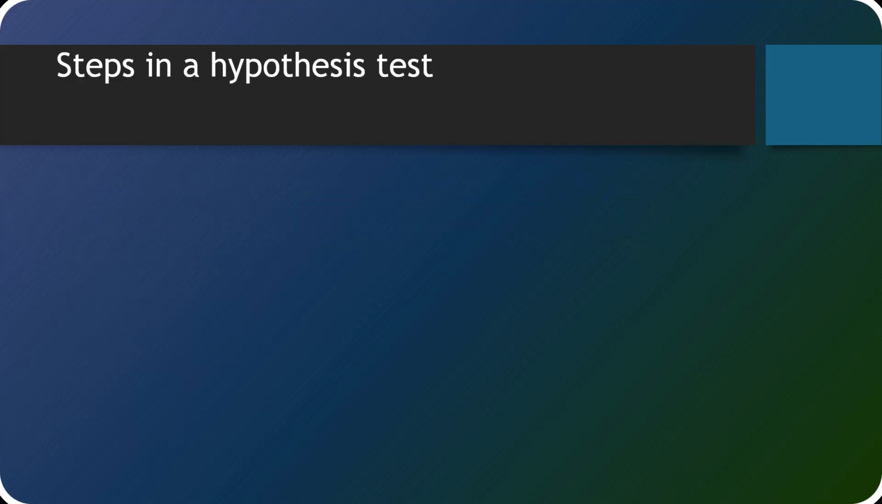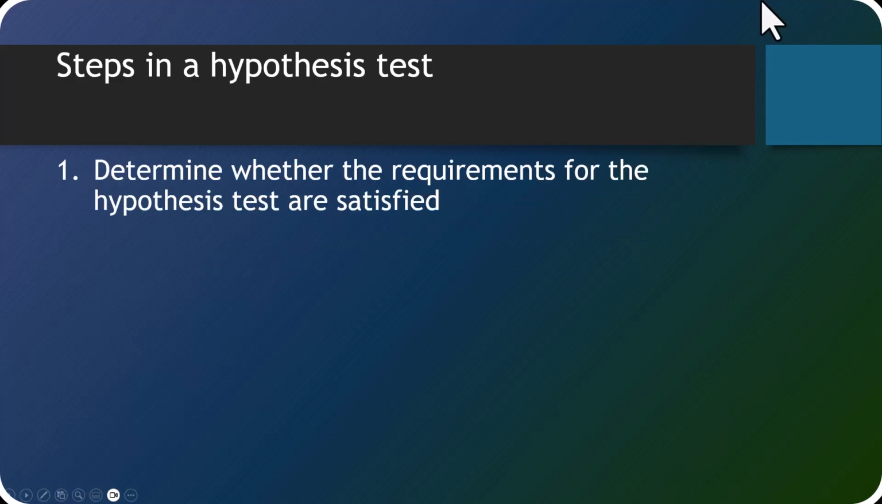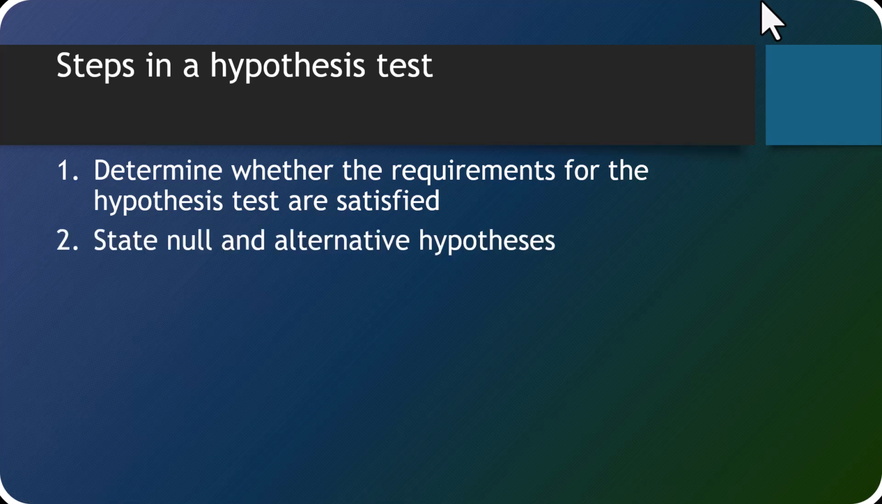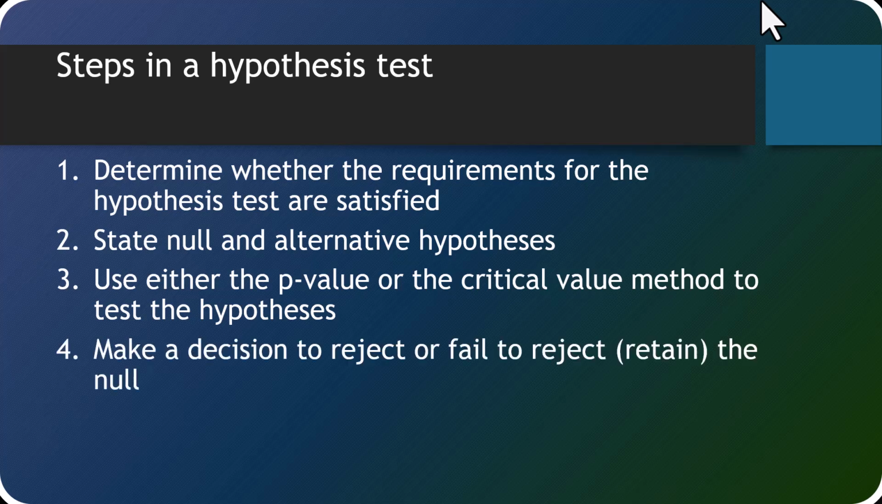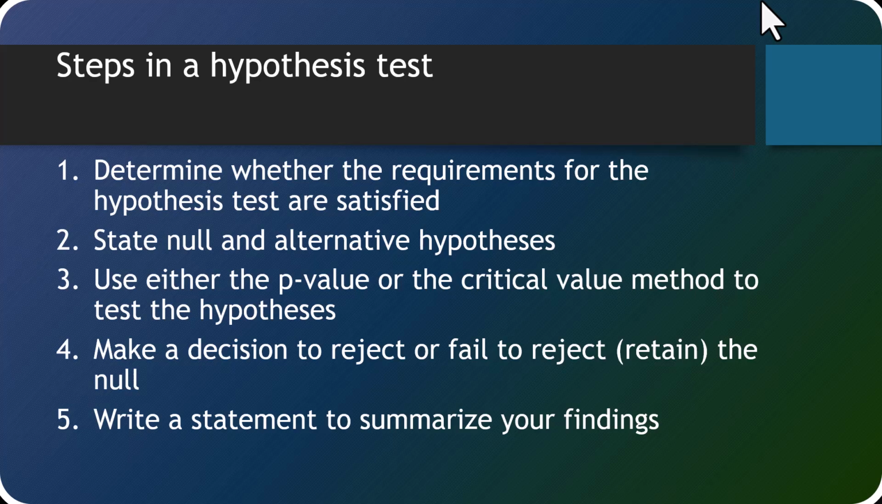Let's review the steps in a hypothesis test. First, we must determine whether the requirements for the hypothesis test are satisfied. Then we can state the null and alternative hypotheses. We then proceed to use either the p-value or the critical value method to test the hypotheses and make a decision to reject or fail to reject, or in other words, to retain the null. Lastly, we write a statement to summarize our findings.